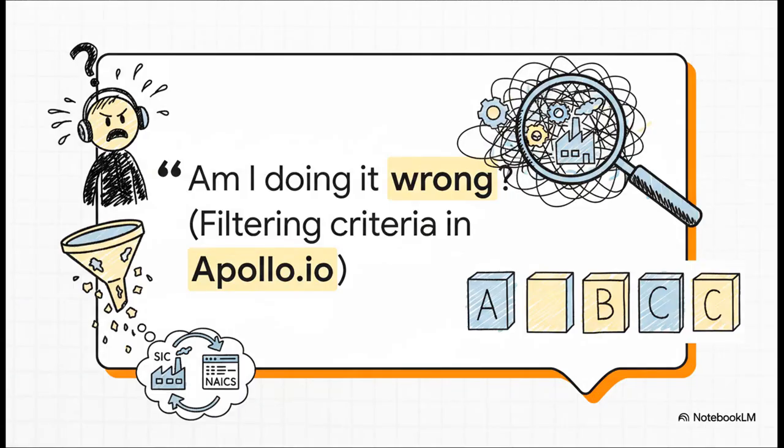So let's kick things off with a problem that I bet a lot of you have run into. Over on Reddit, a user named SalesCurious posted this question, and it's a classic. Am I doing it wrong? They were trying to build a very specific list of leads in a sales tool, and they just kept hitting a wall. It's that classic, pull your hair out lead gen headache.